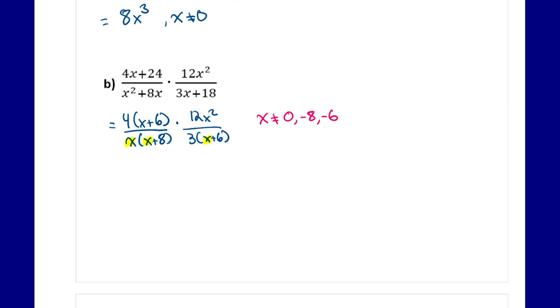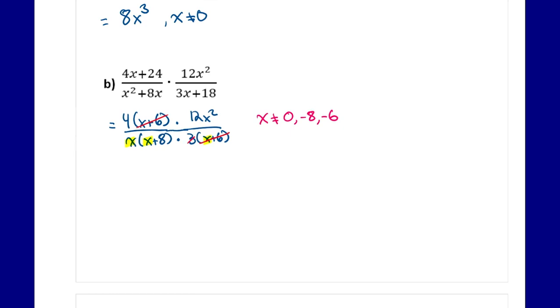Now I'm going to look and see, is there anything I can cancel out? The nice thing about multiplying, because we multiply straight across, is that essentially we might just say I'm just going to bridge this bracket. And I have 4 times x plus 6 times 12x squared divided by x times x plus 8 times 3 times x plus 6. Because everything is being multiplied, I can cancel things out, whether it's on the one fraction or the other. So for example, I can cancel out the x plus 6 and the x plus 6.